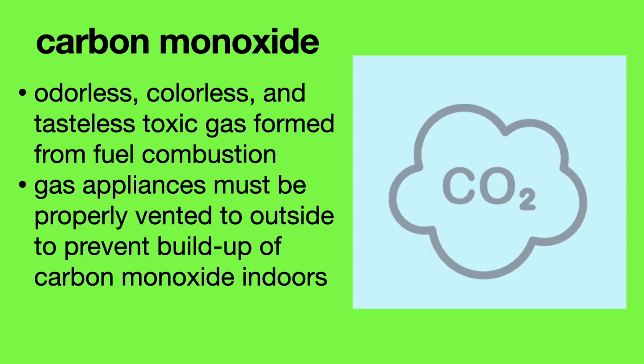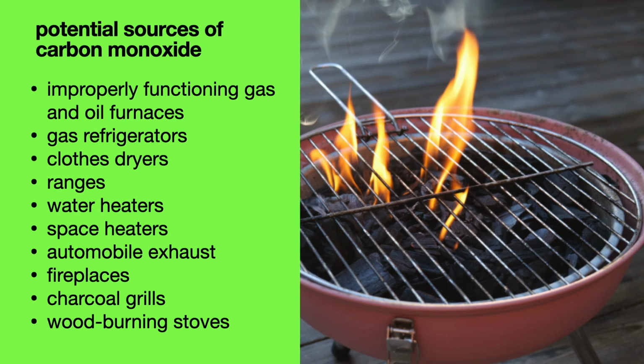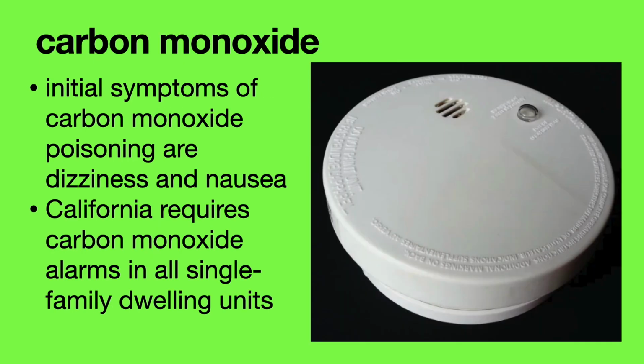Carbon monoxide. Carbon monoxide is an odorless, colorless, and tasteless toxic gas that's formed from fuel combustion. Gas appliances must be properly vented to the outside to prevent buildup of carbon monoxide indoors. Improperly functioning gas and oil furnaces, gas refrigerators, clothes dryers, ranges, water heaters, and space heaters may be a source of carbon monoxide, as are automobile exhaust, fireplaces, charcoal grills, and wood-burning stoves. Initial symptoms of carbon monoxide poisoning are dizziness and nausea. California recommends carbon monoxide alarms in all single-family dwelling units.